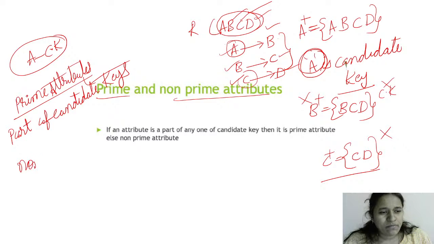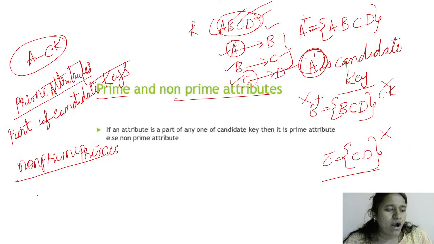Non-prime attributes. What are non-prime attributes? Whichever attributes are not present in the candidate key are called non-prime attributes. In this relation, what are the non-prime attributes? B, C, D are the non-prime attributes in this relation.